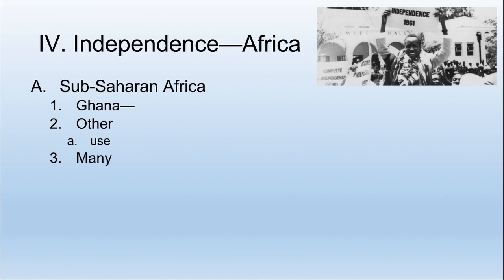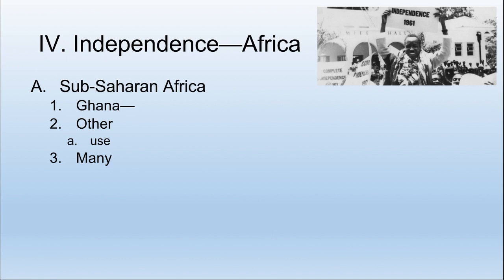The individuals that clamor for independence in Ghana definitely go around and inspire other nations as well. Other countries follow Ghana's lead and peacefully acquire independence. Nigeria is a good example of that. These countries use boycotts. A boycott is a refusal to buy goods. They use protests, they use strikes, they use largely peaceful means.